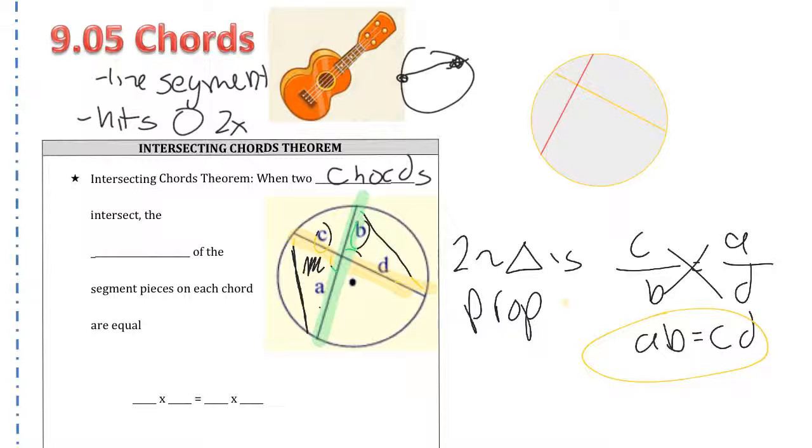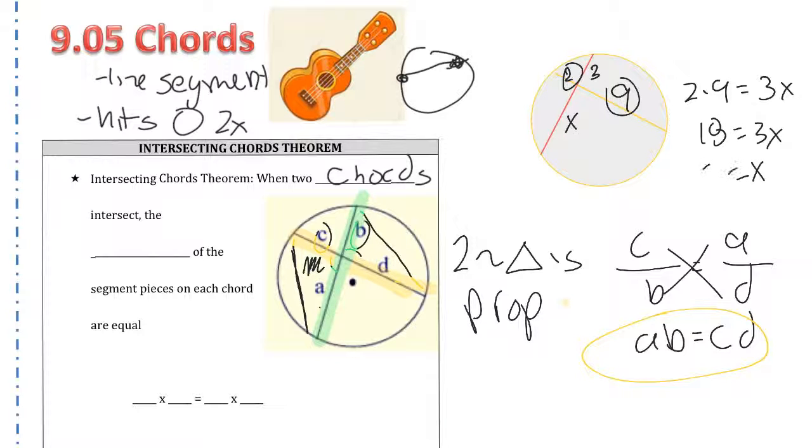So for example, if I had two intersecting chords here, let's say this piece was 2 and this piece was 9. I'm going to pick a different number. And this piece was 3. I could find out this missing piece, because 2 times 9, these two pieces being multiplied, equals 3 times x. So 18 equals 3x. X equals 6. So this missing piece is 6.